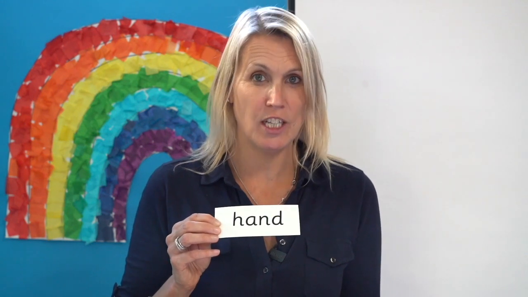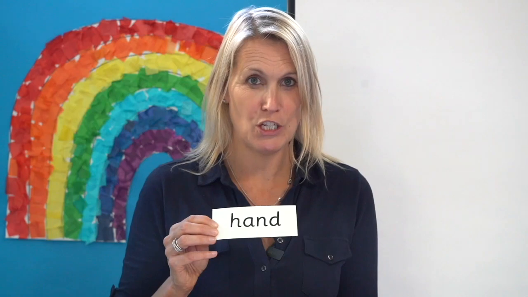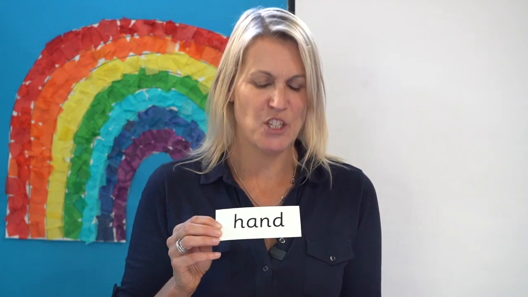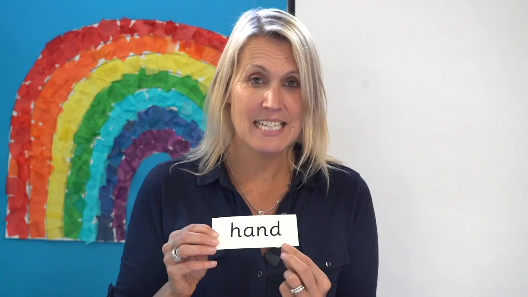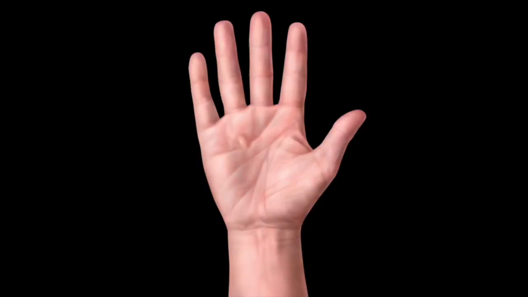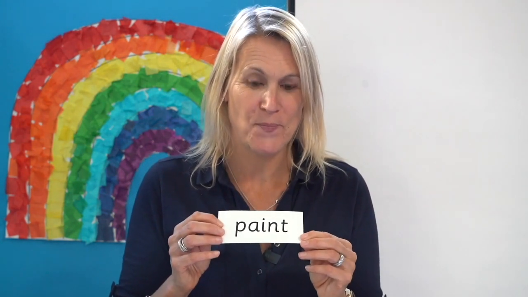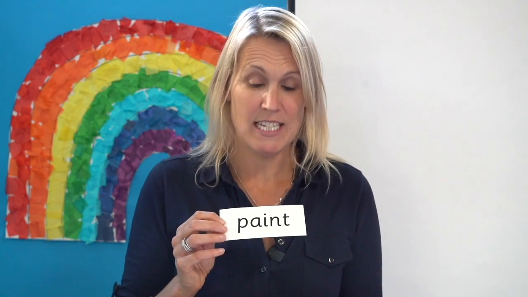Okay. Look at the pictures. Point to the picture that matches this word. Did you get it? Let's check. And hand. Here is the picture of the hand. Did you get it right? Excellent. Have a look at this one. Can you spot the digraph? Yes, you've got it. There it is. A. Are you ready?